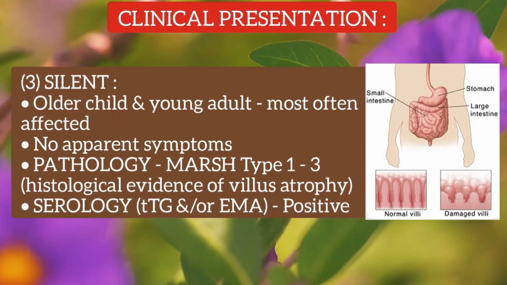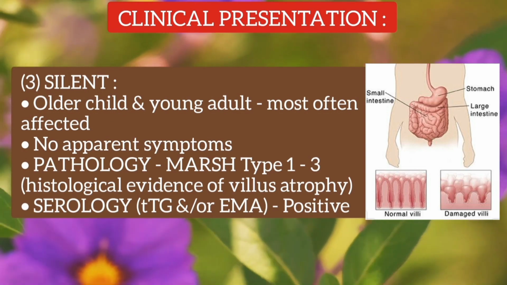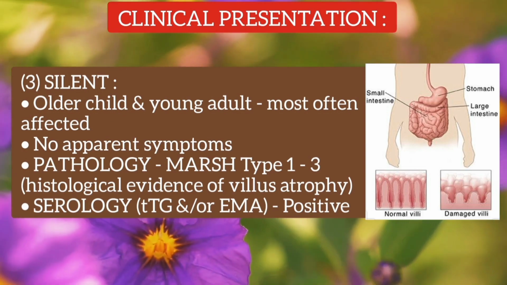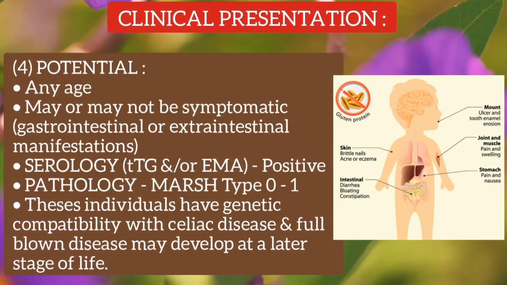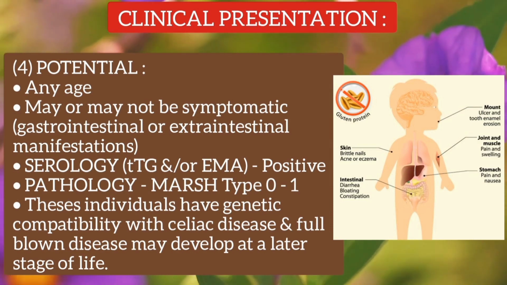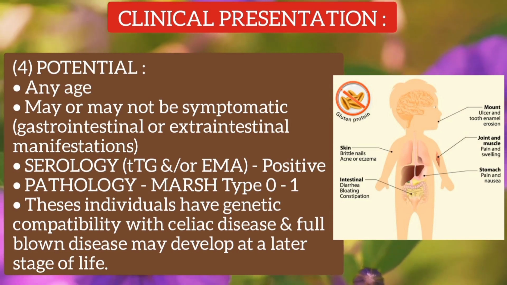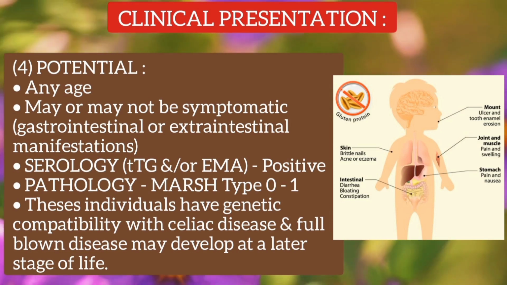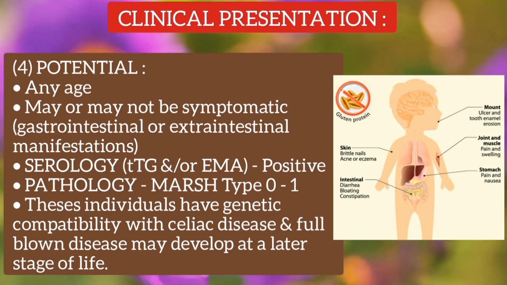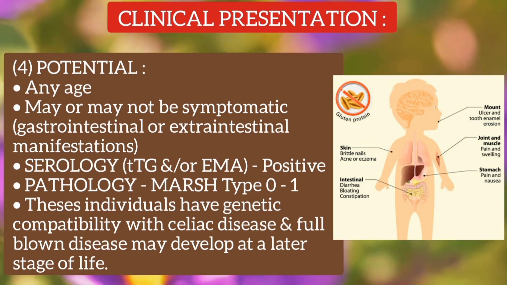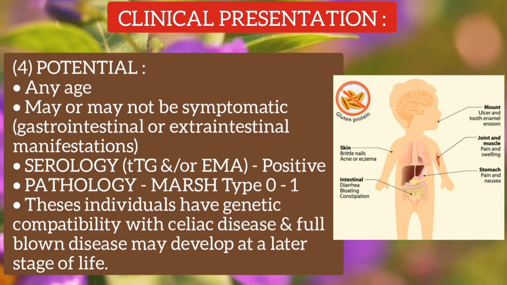The third type of clinical presentation is the silent celiac disease. This occurs in older children and young adults. In this, there are no apparent symptoms, but the pathology and the serology are both positive. The fourth type of presentation is the potential celiac disease, which can occur at any age. In this, the child may or may not be symptomatic, and the symptoms may be gastrointestinal or extraintestinal. In this, serology is positive, but the mucosal pathology is normal. These individuals have genetic compatibility with celiac disease, and full-blown disease may develop at a later stage of life.